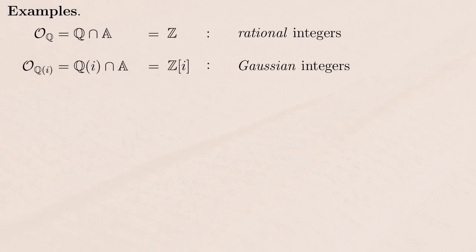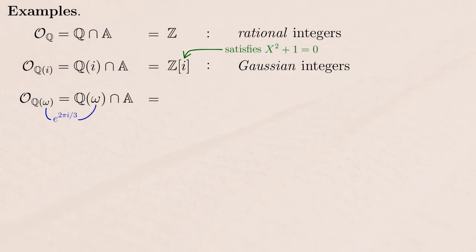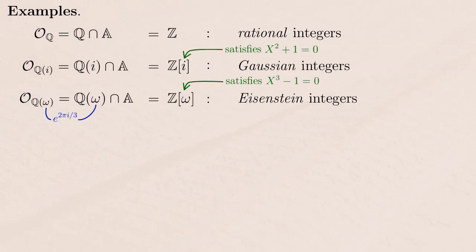Notice that i is an algebraic integer because it satisfies x squared plus 1 equals 0, and that polynomial x squared plus 1 is monic. The set of algebraic integers in Q adjoin omega, where omega is that cube root of unity we've mentioned a few times now, is Z adjoin omega, the ring of Eisenstein integers. And again, omega is an algebraic integer because it satisfies x cubed minus 1, which is monic.